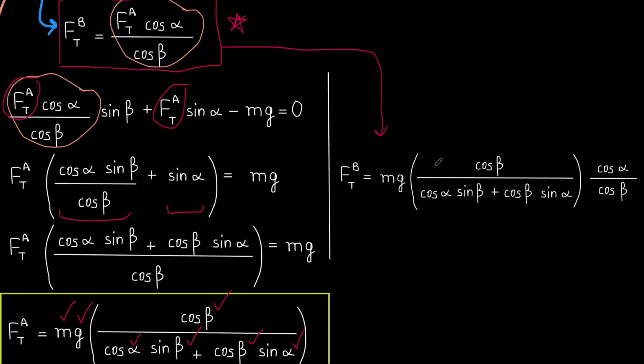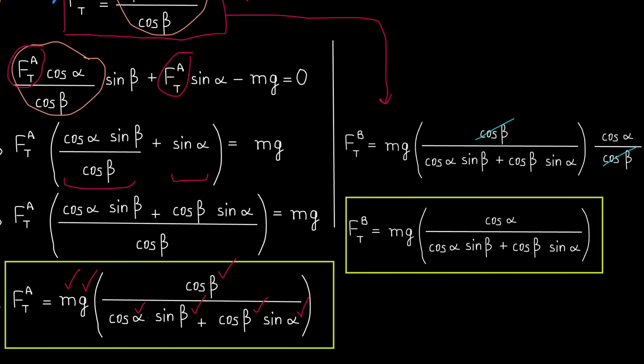This is a big expression. It could be simplified a little bit. I have cosine beta here in the numerator and cosine beta in the denominator. These cancel. So we can rewrite it in a slightly simpler way. This is what we get after the factor of cosine beta cancels out. We get mg times cosine alpha divided by cosine alpha sine beta plus cosine beta sine alpha. So that is the magnitude of the tension force in rope B. Again, we were able to express it in terms of the given variables. M is the mass of the box, G is a physical constant, and alpha and beta are the given angles in this problem.